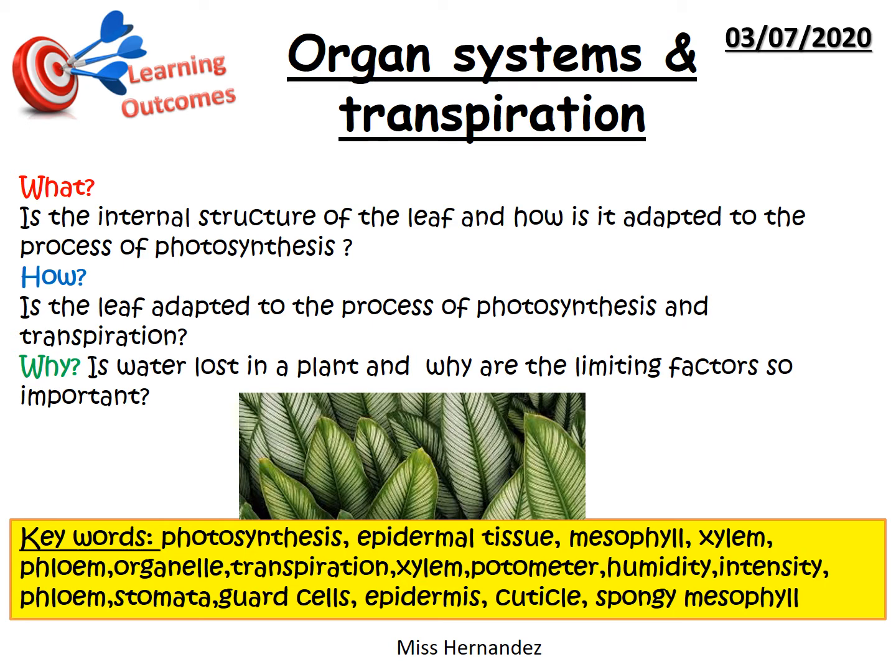In today's lesson, you will be learning about organ systems and transpiration. Your learning objectives. What is the internal structure of the leaf and how is it adapted to the process of photosynthesis? How is the leaf adapted to the process of photosynthesis and transpiration? Why is water lost in a plant and why are the limiting factors so important?